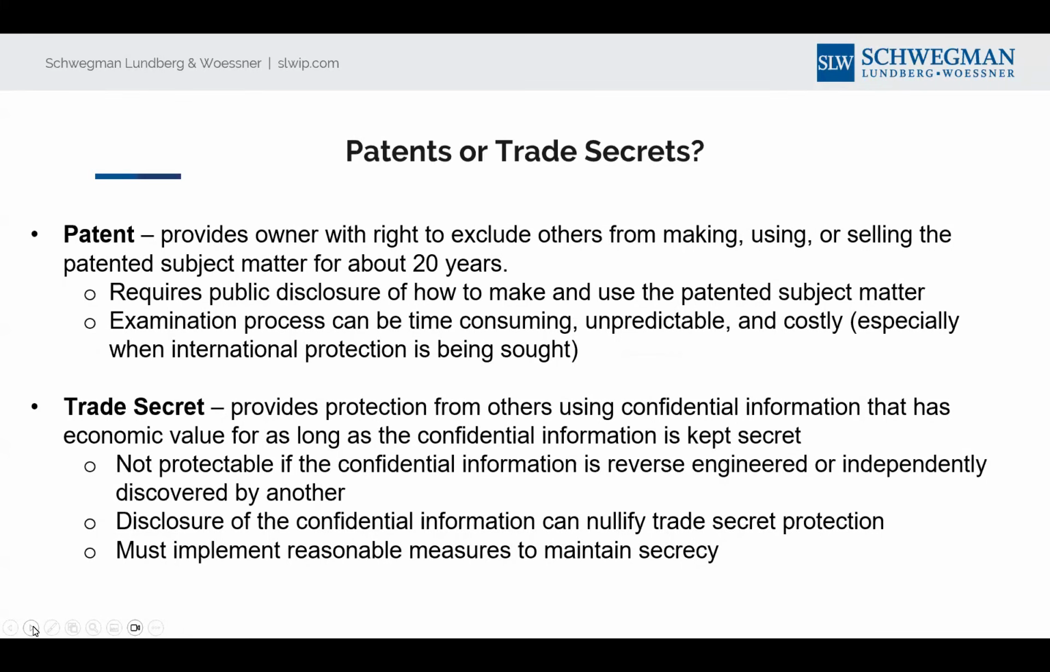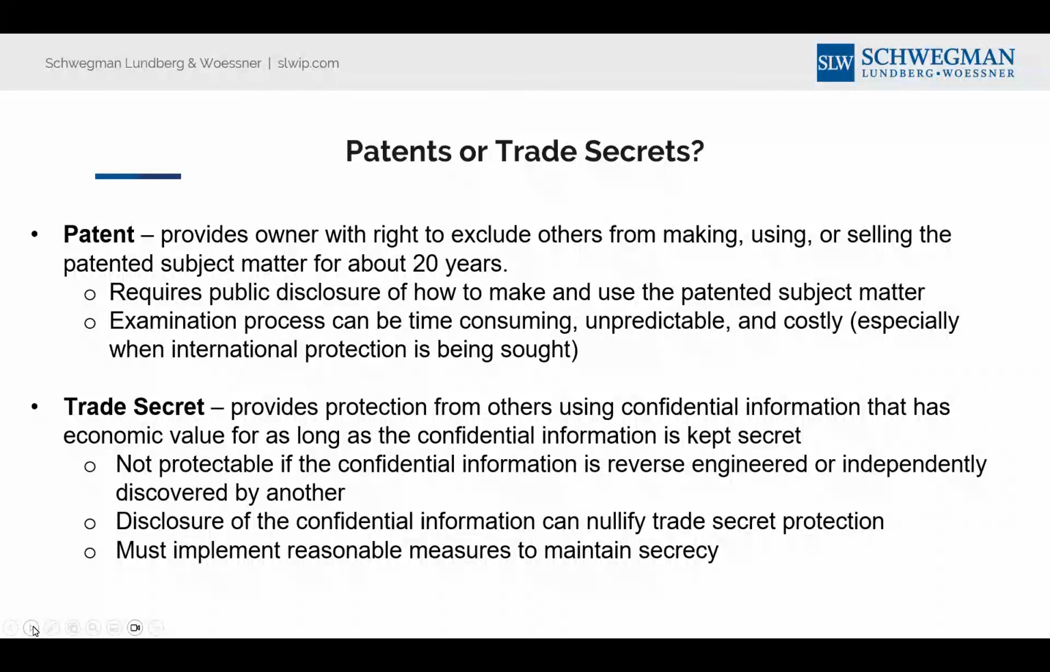There are a lot of different considerations to weigh if you're deciding on patents or trade secrets. Patents exclude someone from making or using or selling the patented subject matter for about 20 years. Trade secrets have no time limit as long as the information is kept secret. But of course, if the information is no longer secret, then the trade secret is destroyed. And with patents, it does require public disclosure.